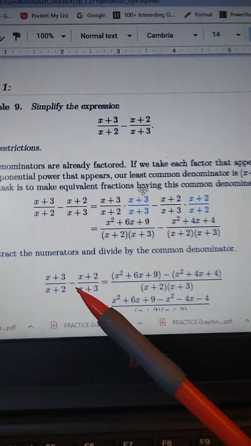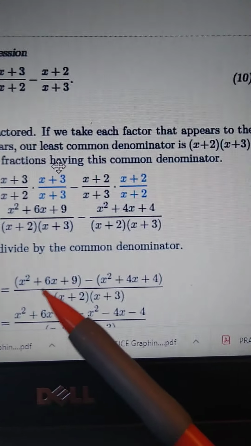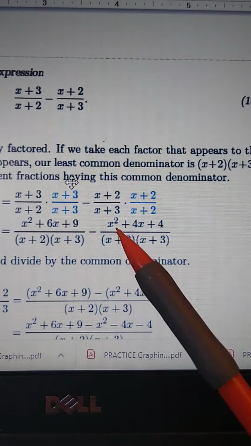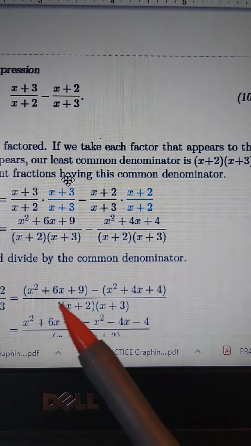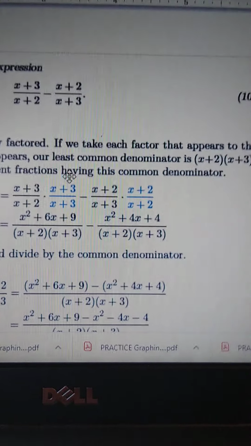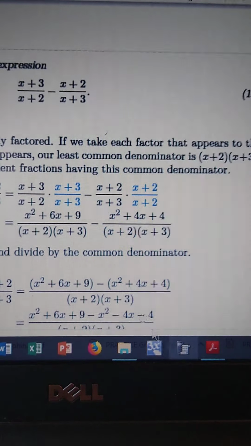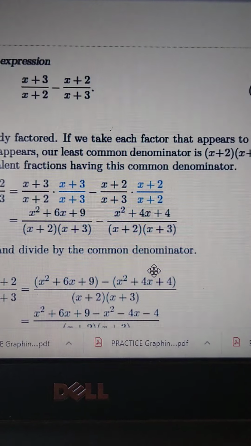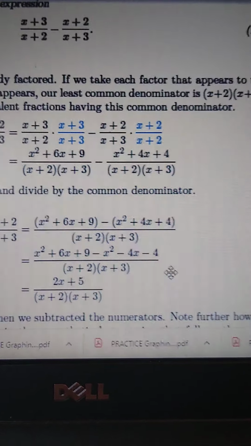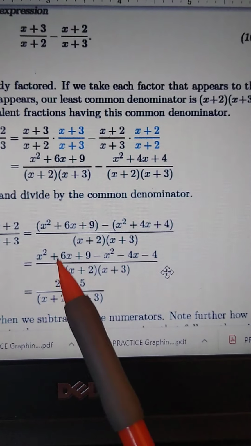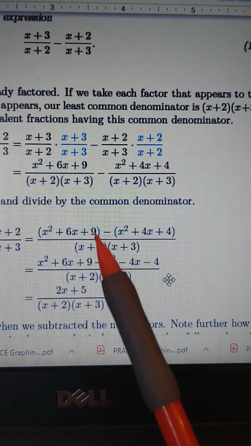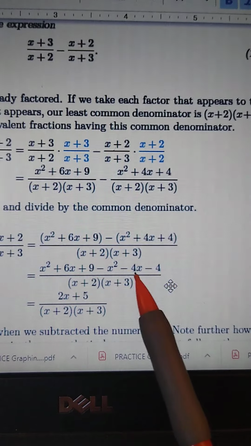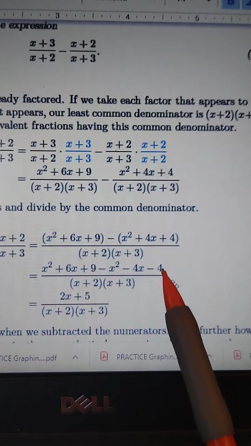Now that I have my denominators, we're going to go ahead and subtract. So we're going to take this left numerator minus the right numerator. So that minus sign right here, I need to distribute that in to all three parts of this parentheses. So what I have is x squared plus 6x plus 9, okay, minus x squared, minus 4x, and minus 4.